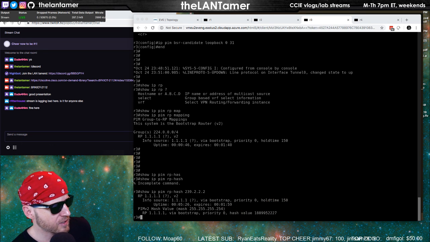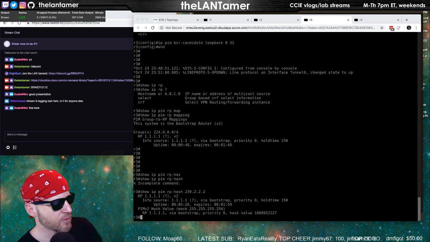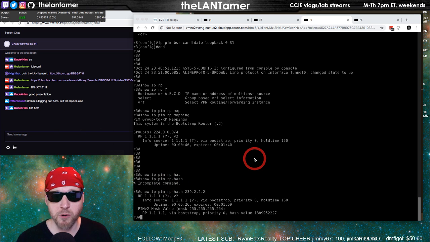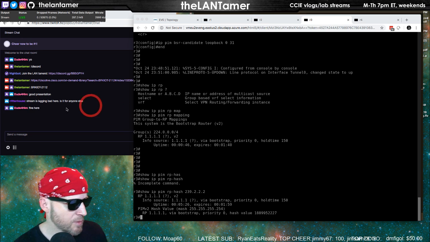RP selection is based on longest match for the group address, RP with the highest priority, or RP with the highest hash value, which is calculated with the hash function. And finally, if everyone was set to the RP hash value of 32, in other words, don't use any of the hash bits, then it will use the highest IP address. But this hash value can be very useful to assign if you have multiple multicast groups. You can essentially do a little bit of load balancing that way.